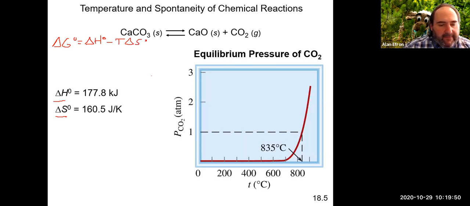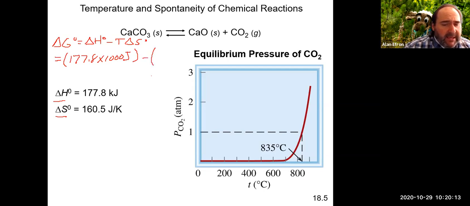And if we plug this in, I'm going to take 177.8 and times it by 1,000. I'm going to do that because my delta S is in joules, so that will convert me into joules. Again, you can convert the delta S into kilojoules if you want. Either way you want to do it, it will come out the same.